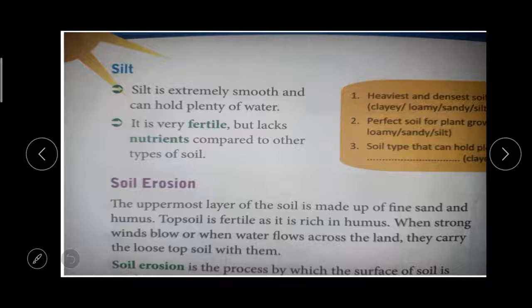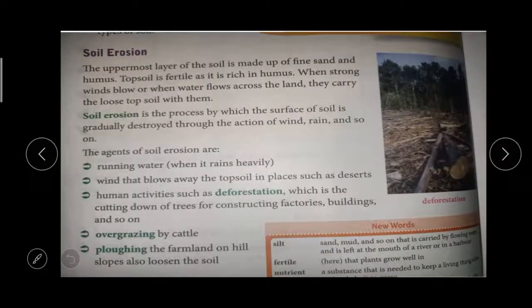Do you understand? Then the next one is soil erosion. We all know that the uppermost layer of the soil is made up of some fine sand, some humus, some dust particles, right? So the topmost soil is very fertile.